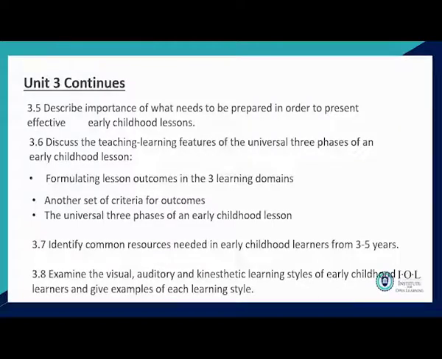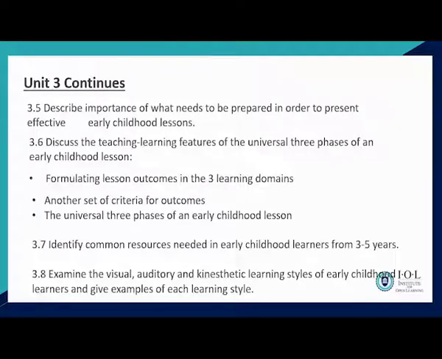3.6, discuss the teaching-learning features of the universal 3 phases of an early childhood lesson. Formulating lesson outcomes in the 3 learning domains. Another set of criteria for outcomes, the universal 3 phases of an early childhood lesson. 3.7, identify common resources needed by early childhood learners from 3 to 5 years.